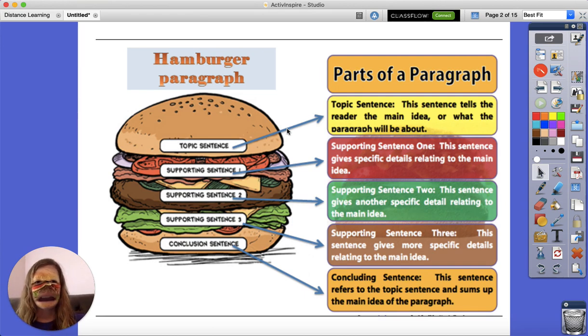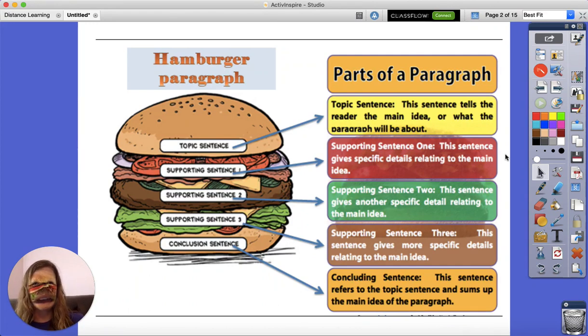So, when we write a hamburger paragraph, we have to have our top bun, which is our topic sentence. This sentence tells the reader the main idea or what the paragraph will be about. So tomorrow when I tell you what your paragraph will be about, that will be your top bun. It gives a sentence about what you're going to be talking about. Then the second part is supporting sentence number 1. This sentence gives specific details that relate to the main idea, right?